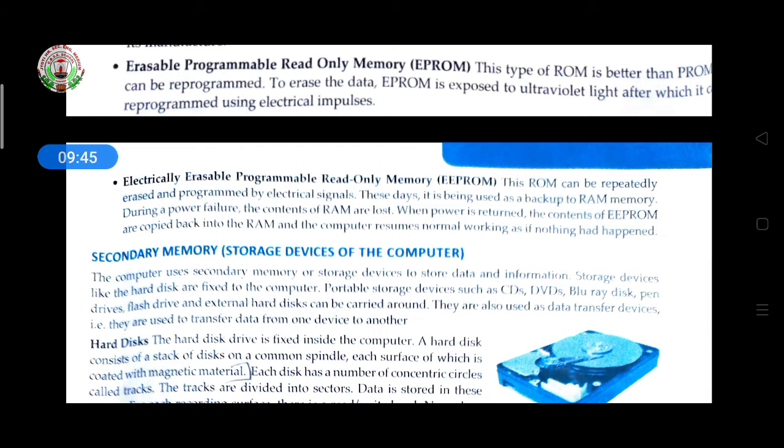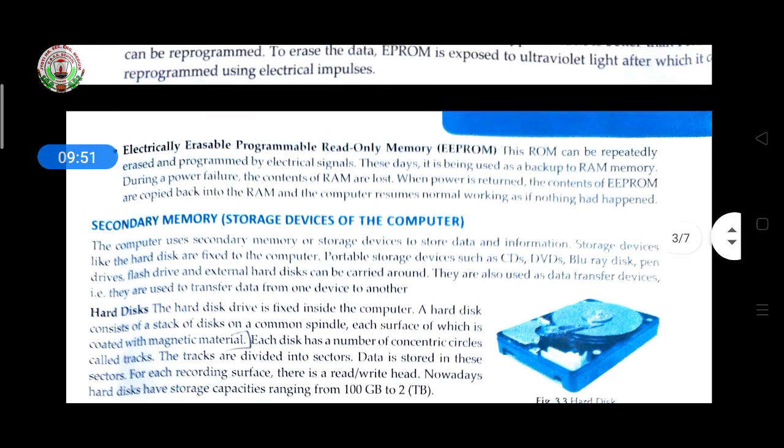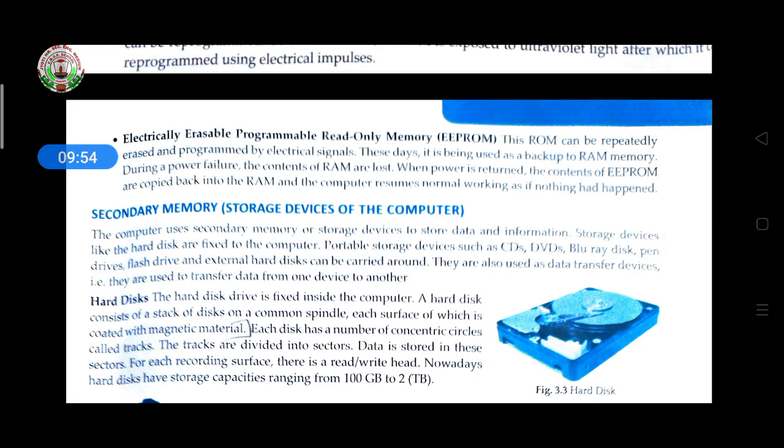Then electrically erasable programmable read-only memory, EEPROM. This ROM can be repeatedly erased and programmed by electrical signals. These days it is being used as a backup to RAM memory. During a power failure, the contents of RAM are lost. When power is returned, the contents of EEPROM are copied back into the RAM and the computer resumes normal working as if nothing has happened.